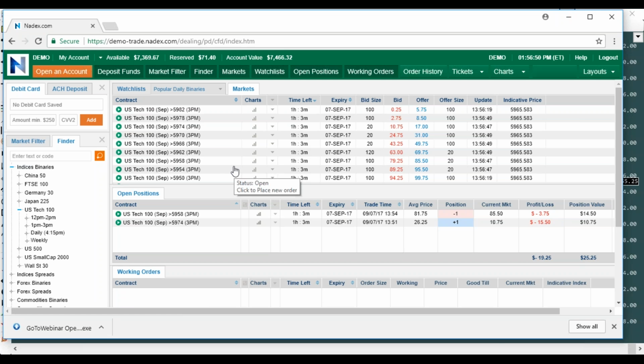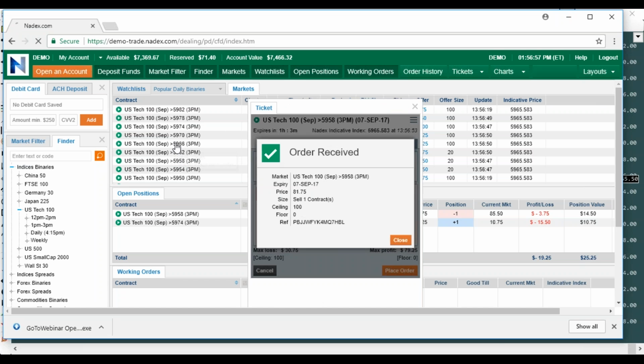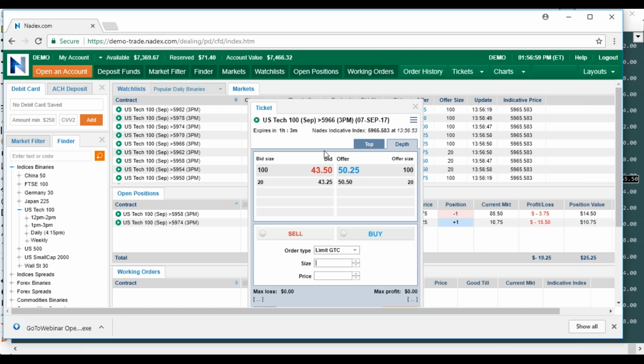One more little test here. Let's say that for whatever reason, I like this strike price right here. Okay, I like 59.66. Where can I buy it at right now? About 49, 48, right? Well, let's say for whatever reason, I don't want to buy this.